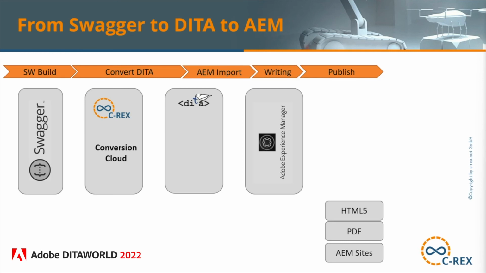And this is what we did so far. We converted OpenAPI JSON files to data. We replaced some developer descriptions by technical writers in AEM. And then we published this great value content to HTML5, PDF, and AEM sites. Now let's publish this content back to the Cerex.net IDS Content API. You remember the system with an API and its documentation we used today in this presentation.